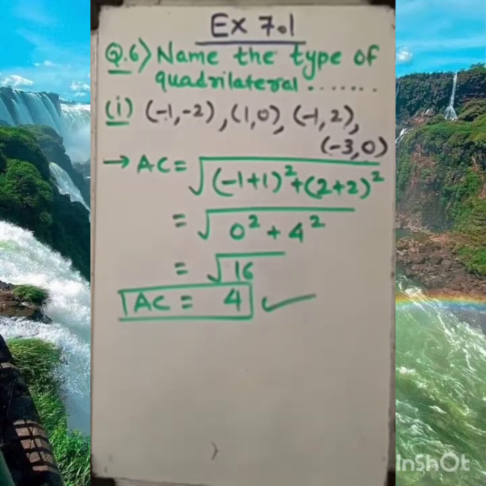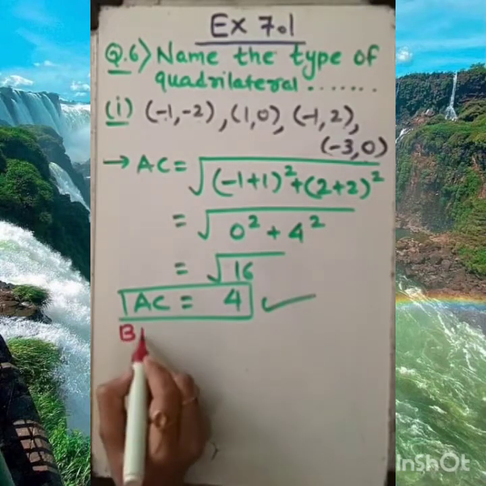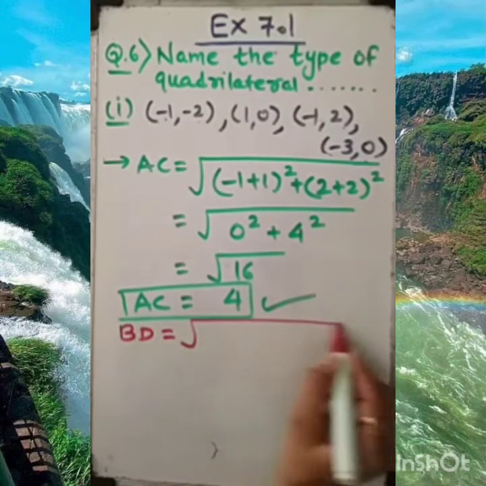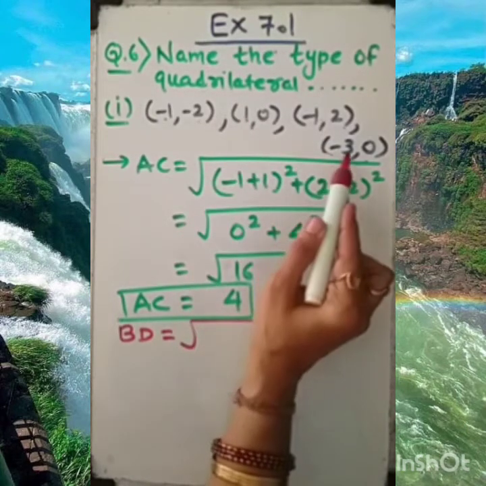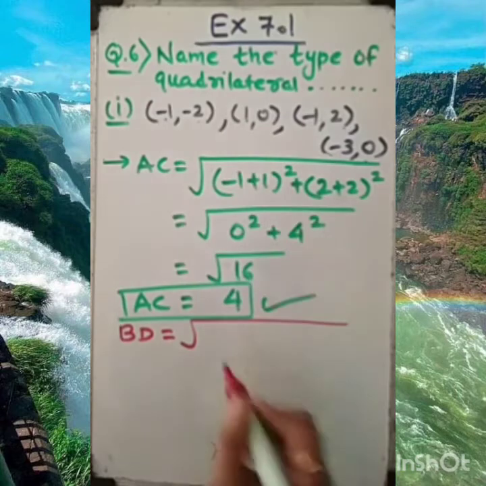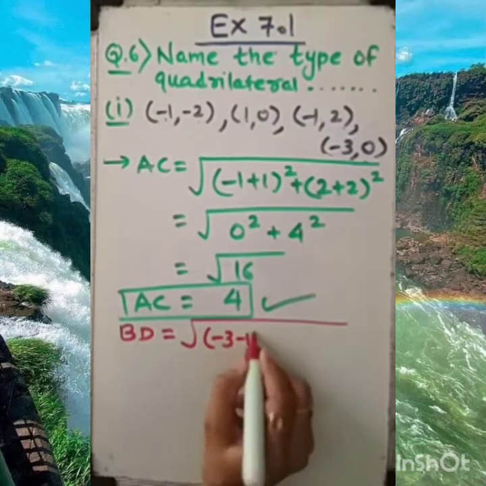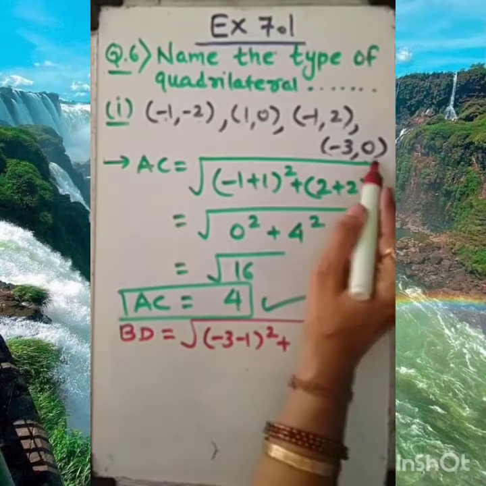Now work out on the another diagonal, that is BD. So let's find what is the condition for BD. BD equal to, B is this, D is this. So minus 3 minus 1, let me write, plus 0 minus 0.